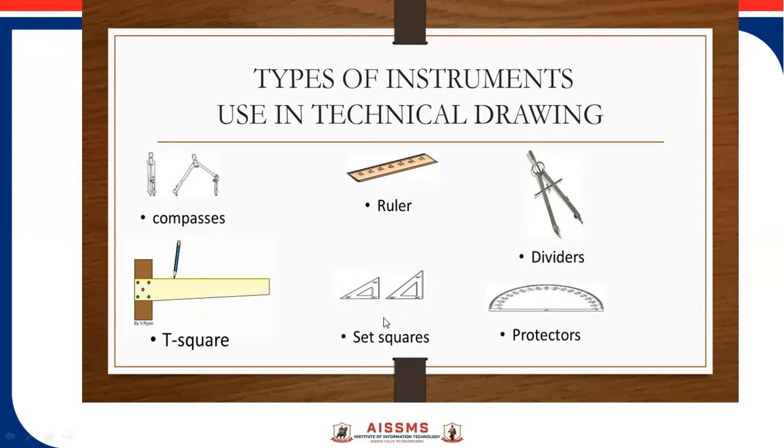Then set squares to draw the different types of angles. One is the 30, 60, 90 degree set square, and one is the 45, 45, 90 degree set square; you need to purchase them. Then set squares are used to draw perpendicular and parallel lines, and the protractor to draw the different types of angles. Already we have covered this.